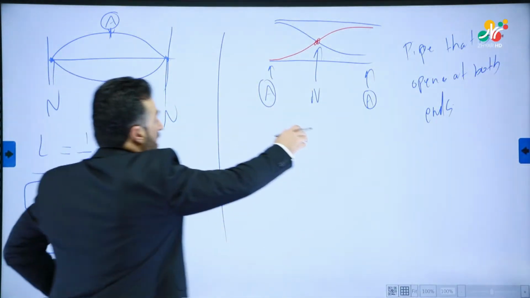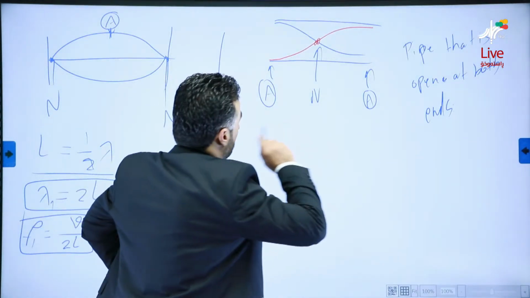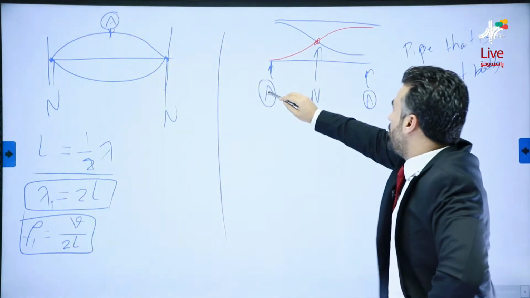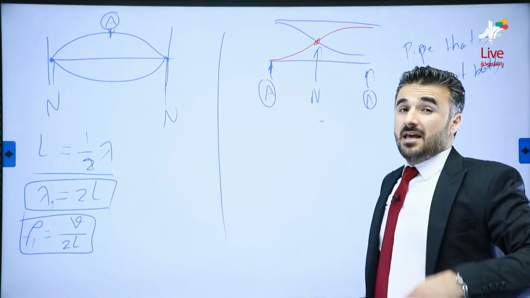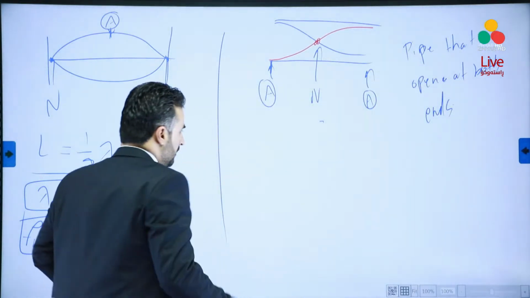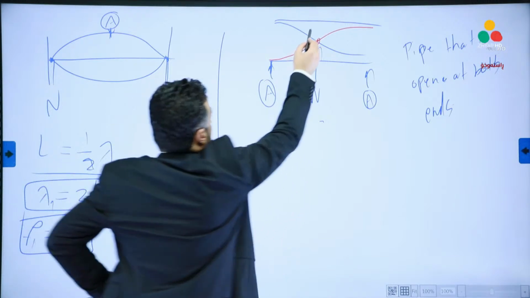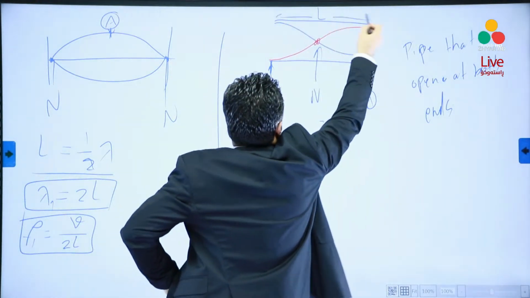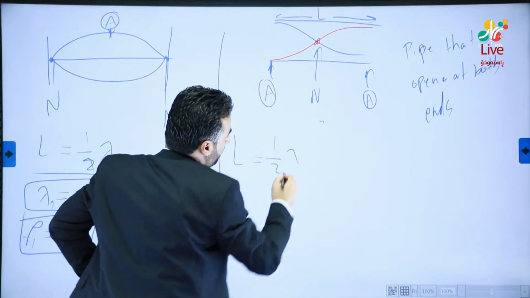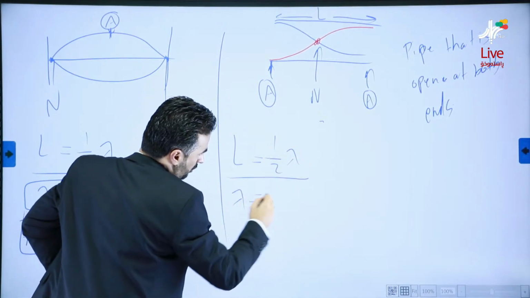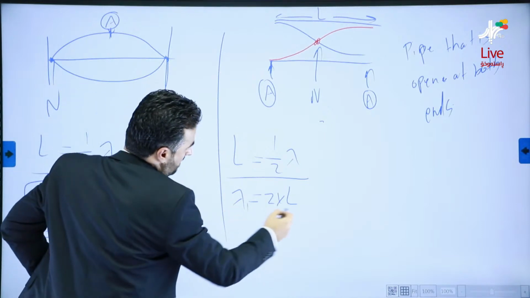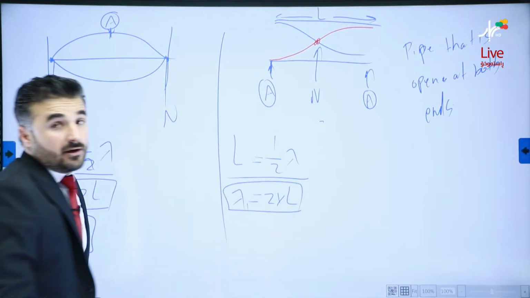By the way, here, you can see that the distance from one antinode to another antinode is also half a wavelength. So if this is the length of the pipe in here, we can say the length of the pipe equals half a wavelength, or the wavelength equals 2 times the length of the pipe. This is the fundamental wavelength here, yeah?